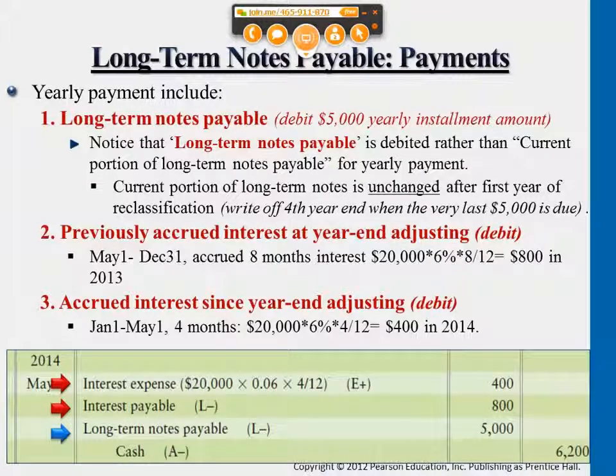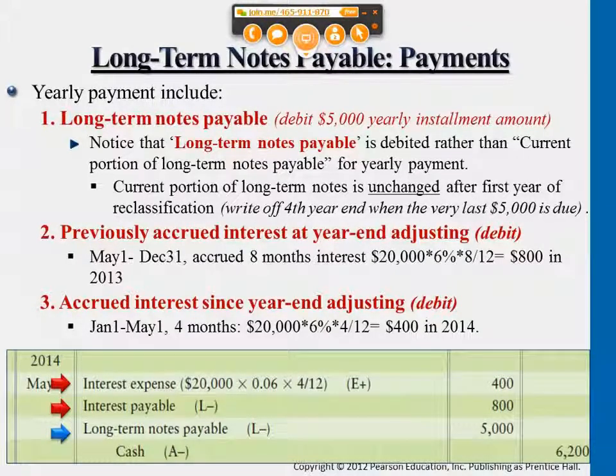Special part of this long-term notes, if it's paid by installment, is that the current portion of long-term notes payable, we don't do this reclassification entry every single year. We only do it once in the beginning. Remember, when we sign off the note, we immediately classify this into current. This stays here to represent every single year's current portion. We reduce this when it gets to the fourth year, meaning the last year.